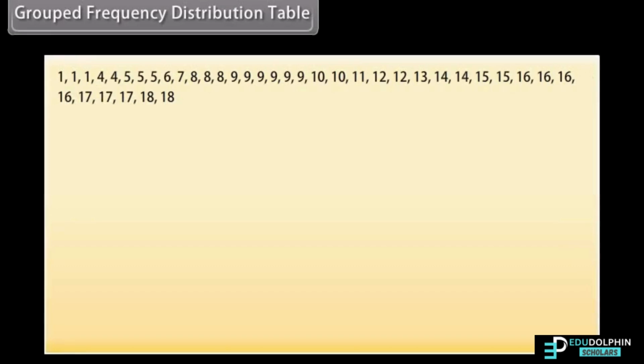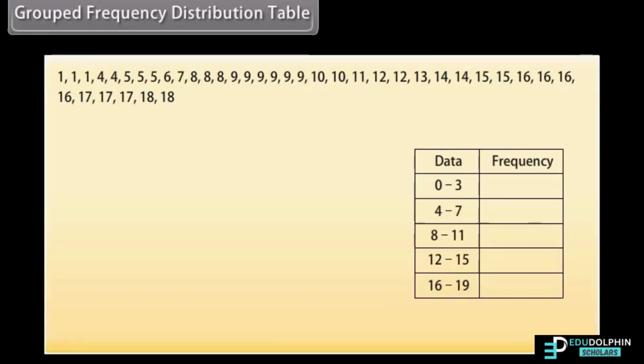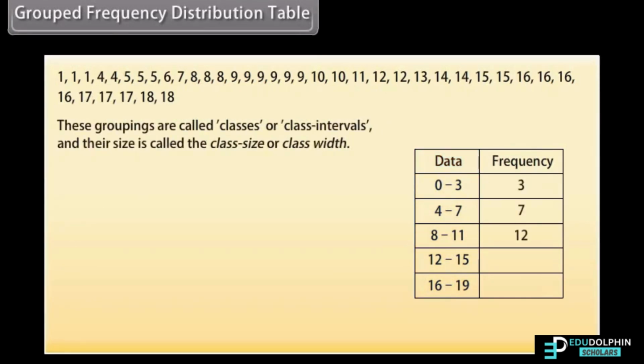Grouped frequency distribution table. Sometimes we have got a large amount of data. So, to present such a large amount of data, we condense it into groups like 0 to 3, 4 to 7, and so on till 16 to 19, since our data is from 1 to 18. These groupings are called classes or class intervals, and their size is called class size or class width. Here the size is 4.